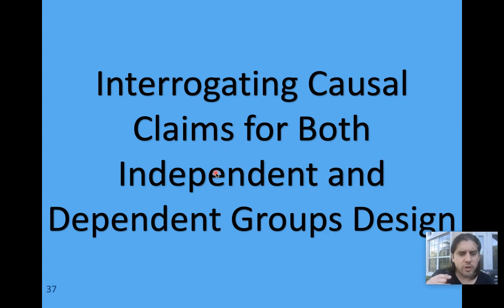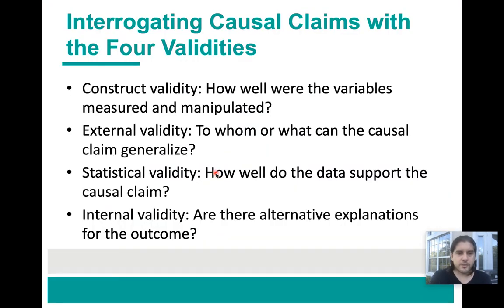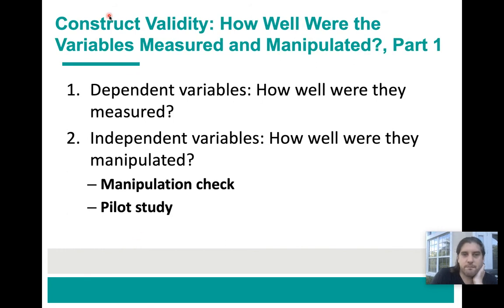Okay, and really quickly, how do we interrogate causal claims for these simple experiments? We want to apply the same criteria for validity that we have all semester: construct, external, statistical, and internal. Remember, construct validity is simply how well did we measure our variables. But now that we're also manipulating variables, how well did we manipulate them?